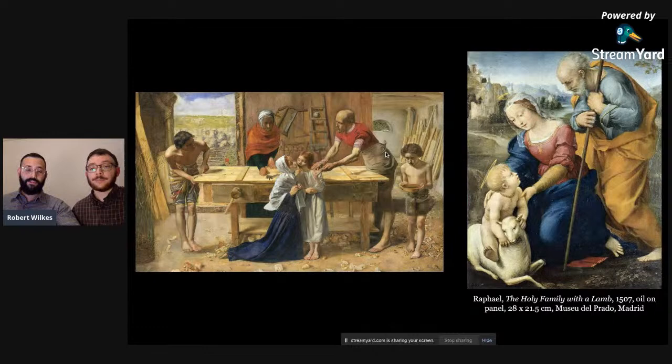Whereas Millet has not idealized or softened the figures.